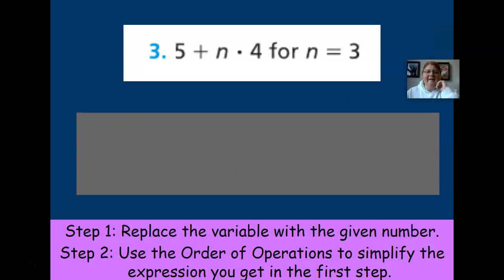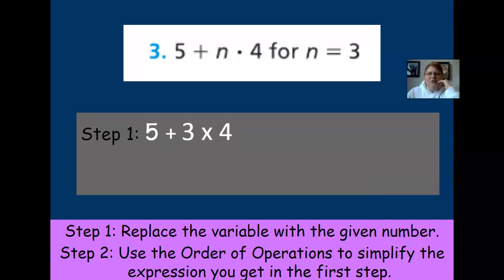Okay, so now I'm going to have you try one on your own. I want you to look at this. I want you to pause the video and work it and then come back to the video. Okay, so step 1 should look like this. You should have taken the 3 and put it where the n was. So then you get 5 plus 3 times 4. Order of operations tells me I have to multiply the 3 times the 4 first and then add the 5. So you should have gotten 17. If you did a good job, pat yourself on the back. Nice job.